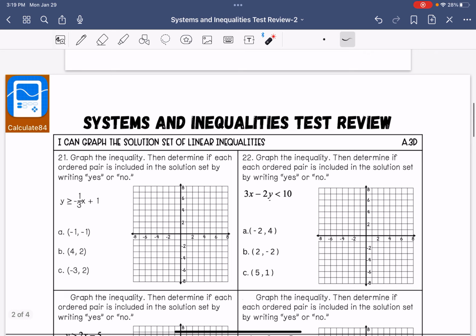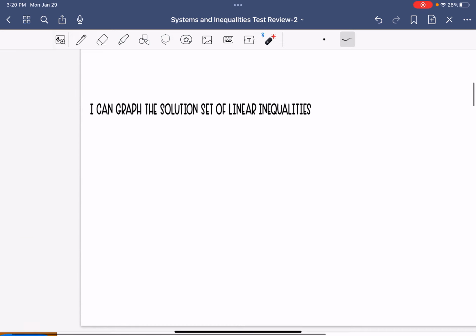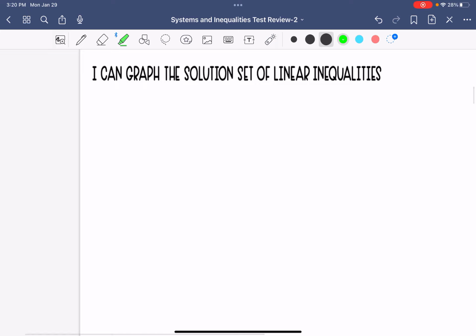The first skill that's going to be on the test is graphing linear inequalities. So our first question says, graph the inequality, then determine if each ordered pair is included in the solution set by writing yes or no. Okay, so we need a couple things for this. We need to remember how to graph linear inequalities.